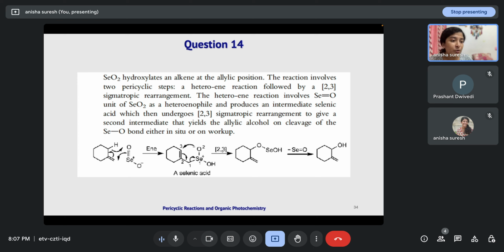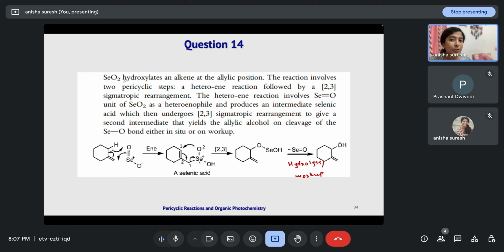And now here a 2,3 sigmatropic rearrangement is taking place. So we can number it like 3, 2, 1, 1, 2. The 2,3 sigmatropic rearrangement takes place as the arrow pushing is shown, and it will result in the formation of this product. And then upon hydrolysis or during workup, this O-Se bond is cleaved and it will result in the formation of the alcohol. Clear?